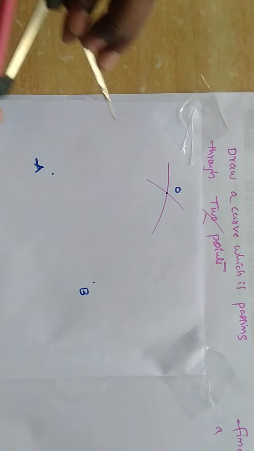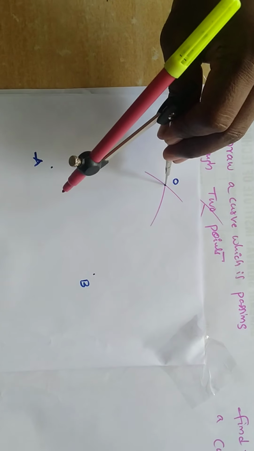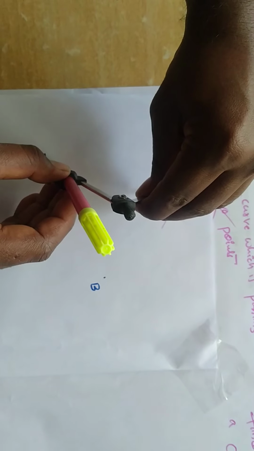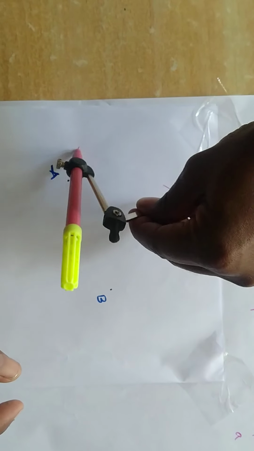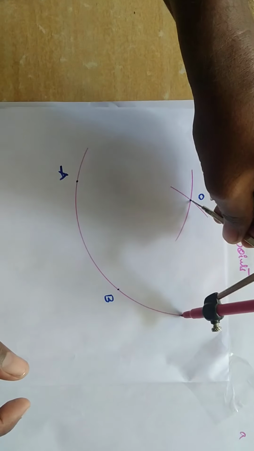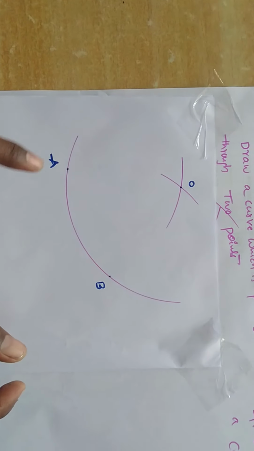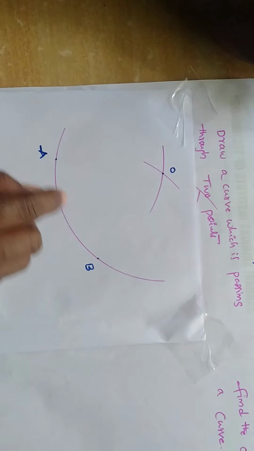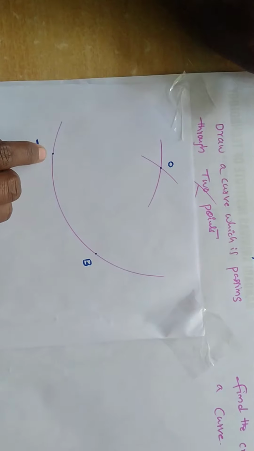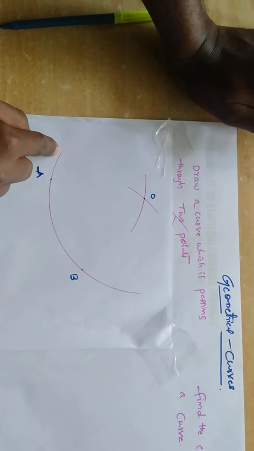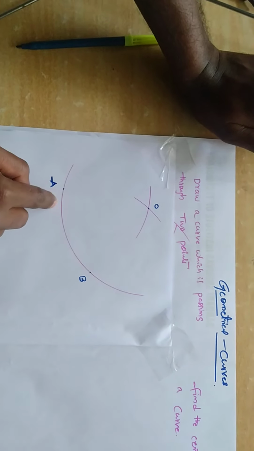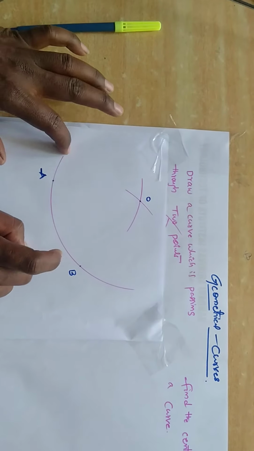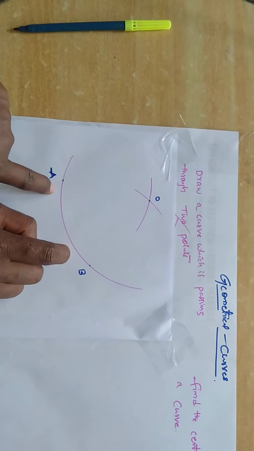Again, from O as the center, OA as the radius, draw a curve. Observe carefully: this curve passes through these 2 points, point A and point B, and this is the center O of the curve. This is the process to draw a curve passing through two irregular points.